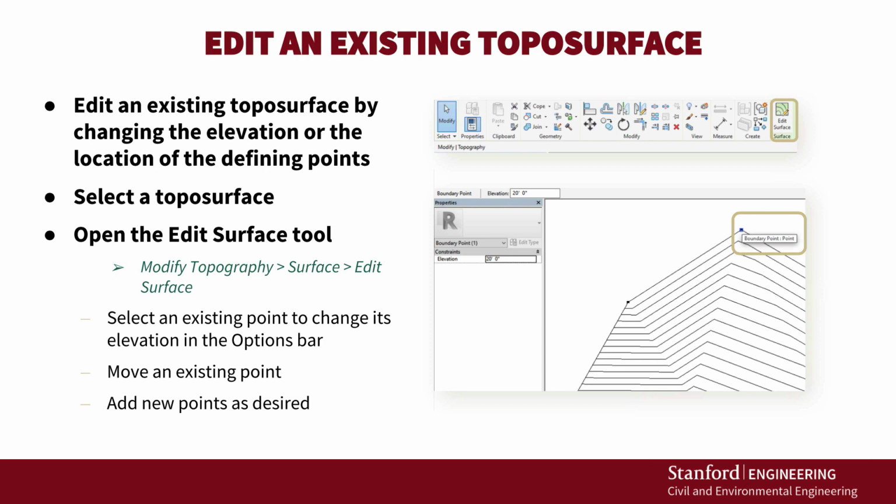Start by selecting an existing point to change its elevation in the options bar. After selecting the point, just enter the new elevation in the options bar. You could also move an existing point to a new location, or even add new points to the surface as desired to fine-tune the contours of the topo surface.